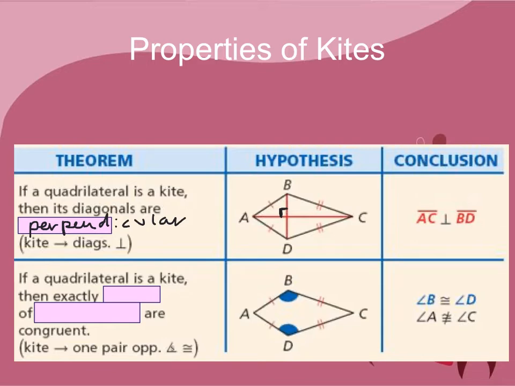The second one says, if a quadrilateral is a kite, then exactly 1 pair of opposite angles are congruent. So only 1 pair of opposite angles are congruent. So B is congruent to D, but A is not congruent to C. So B and D are congruent, meaning they're the same measure, but A and C are not the same.